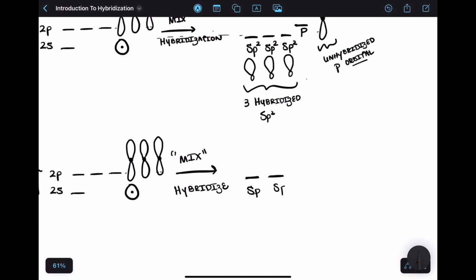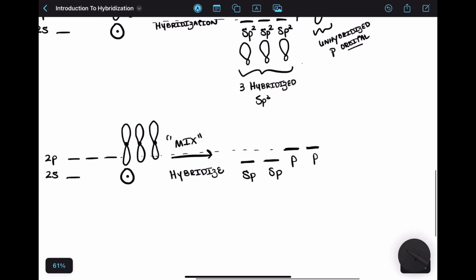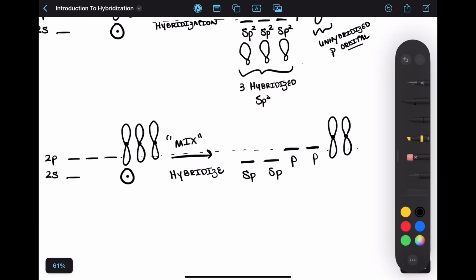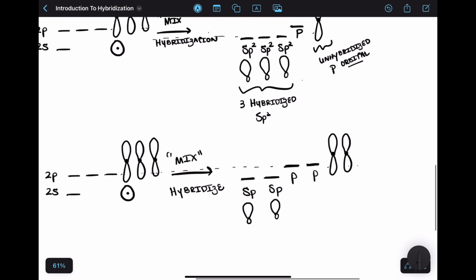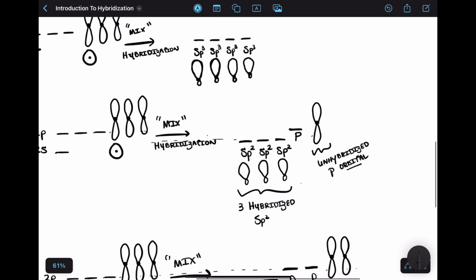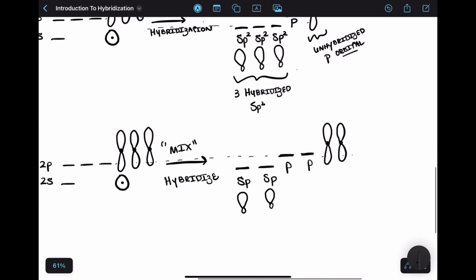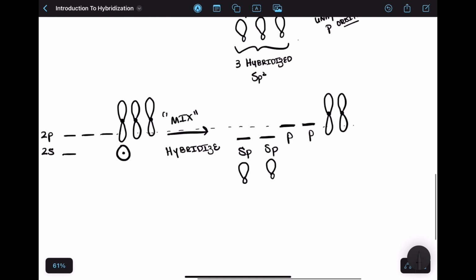sp hybridized orbitals, and then two unhybridized p orbitals. And so I'll copy these over here because they were unhybridized, meaning they were not hybridized, so they stay unhybridized. And then now we have even smaller sp hybridized orbitals.